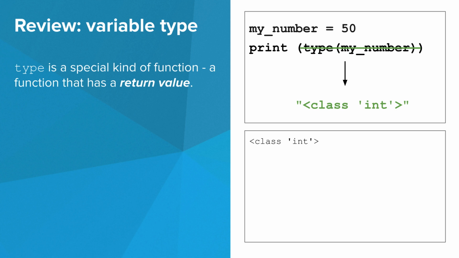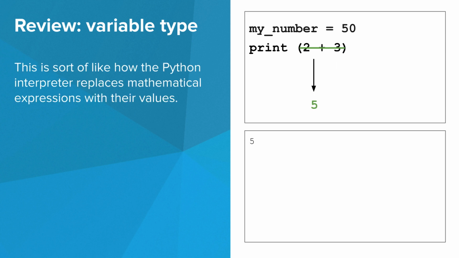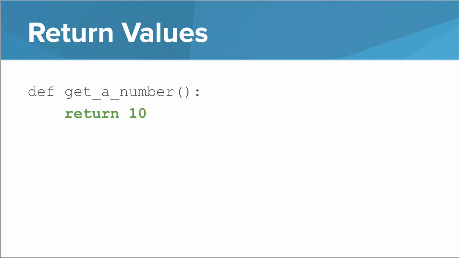Type is a special kind of function, a function that has a return value. This basically means that after executing it, the Python interpreter replaces it with a value. This is sort of like how the Python interpreter replaces mathematical expressions with their values. When you write a function, you have the option of making it return a value. Here's an example of a function that does just that and nothing more.